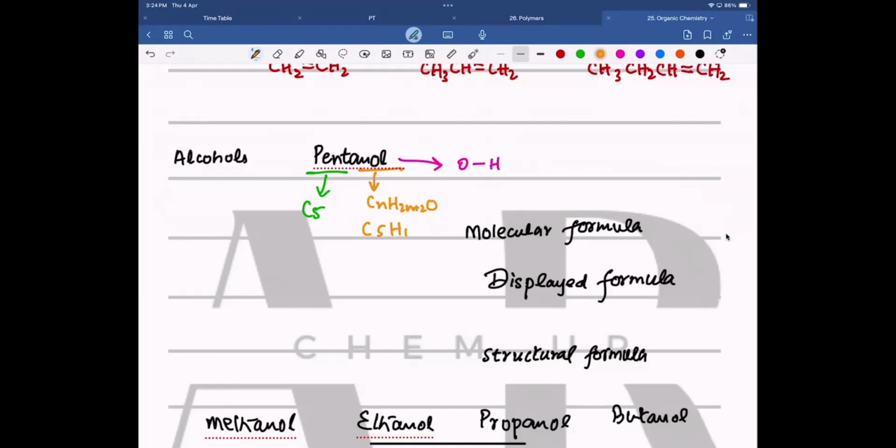That is the molecular formula. In the structure, they always have OH. That's what I want to make you understand. See how many carbons it has? 5.